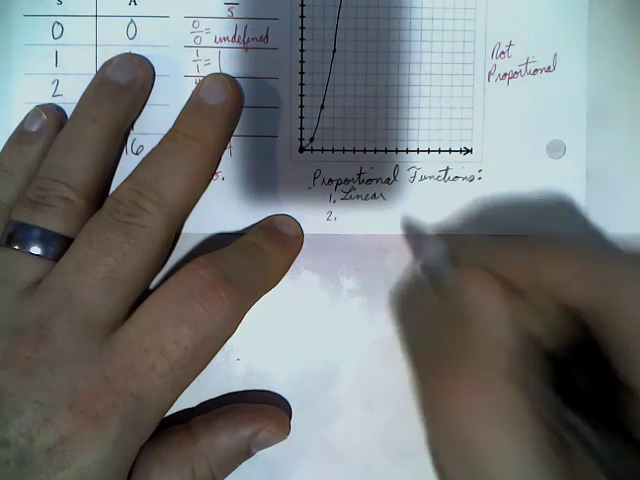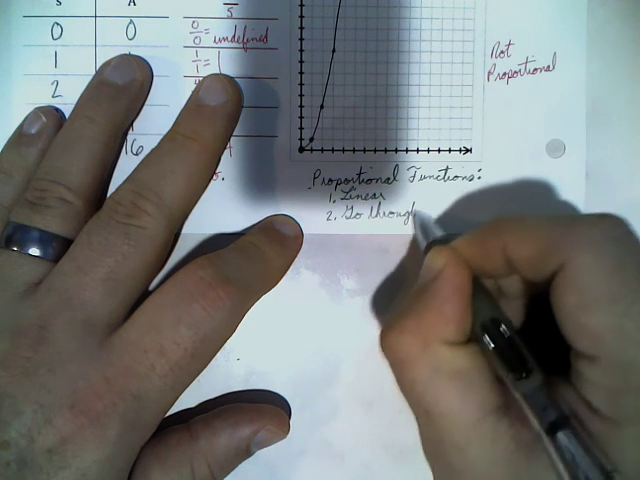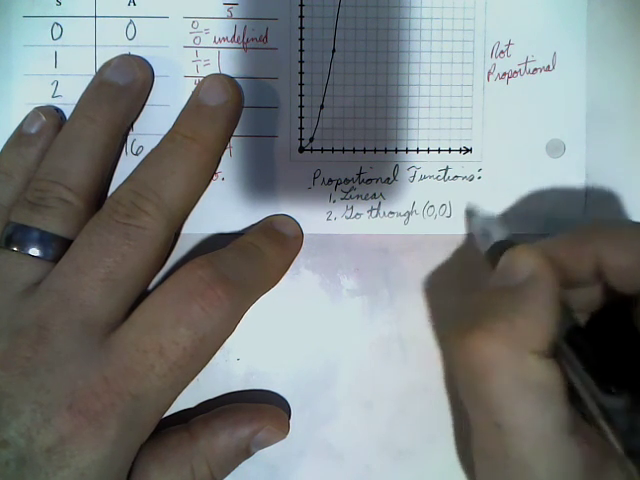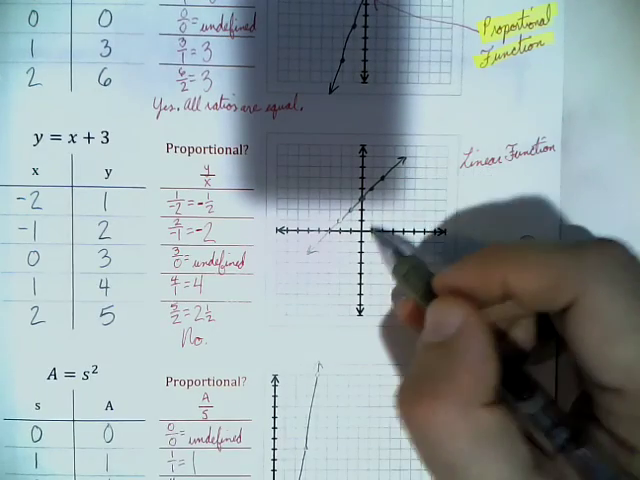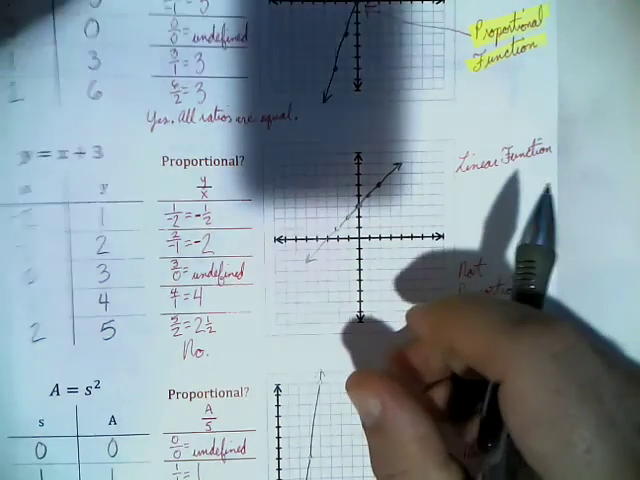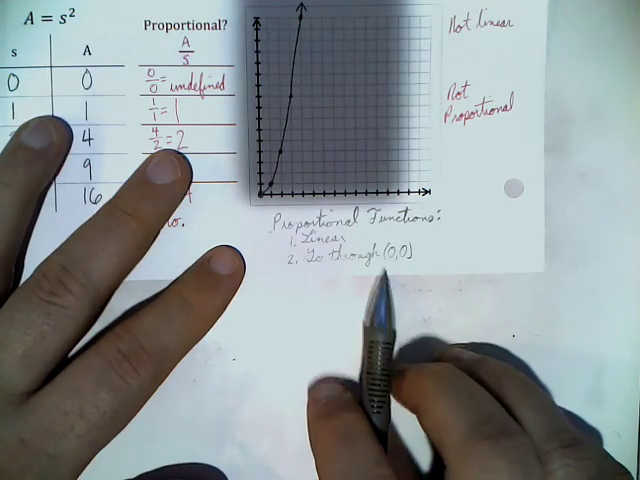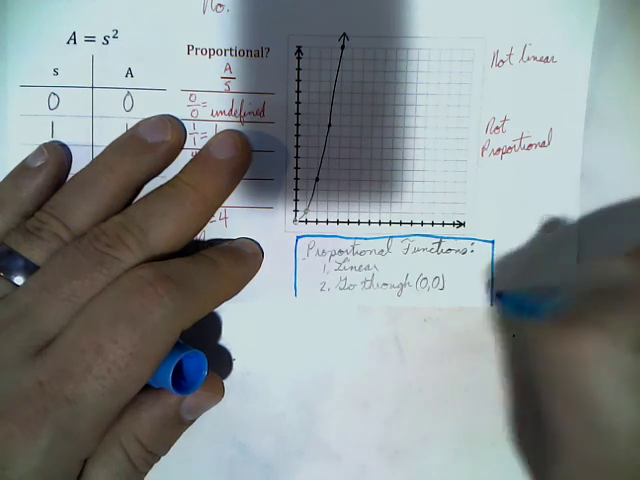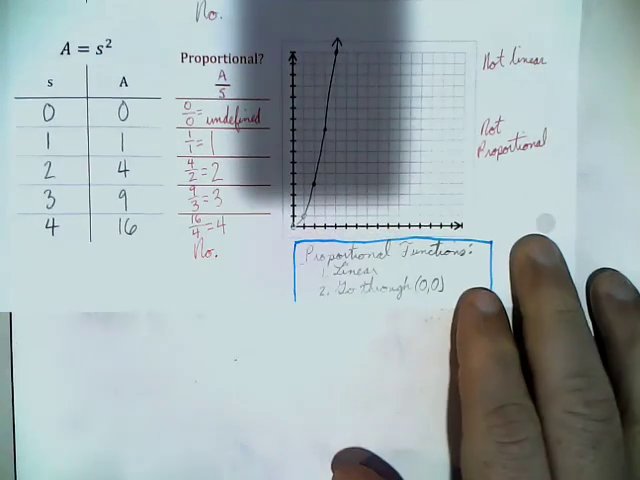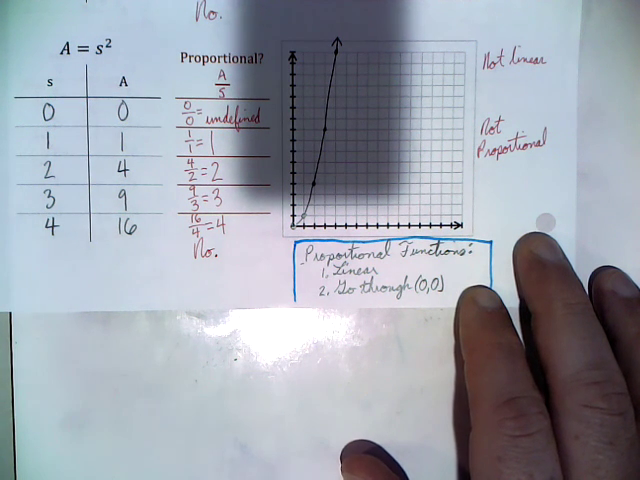So proportional functions are linear, and they go through the origin, 0, 0. So this was linear, but it didn't go through the origin. So as long as your graph is linear and it goes through the origin, it'll be a proportional function. And go ahead and grab a highlighter real quick, and we just want to put a little box of emphasis around that right there. So if you want to know if it's a proportional function just by a quick glance at its graph, is it linear? Does it go through the origin?